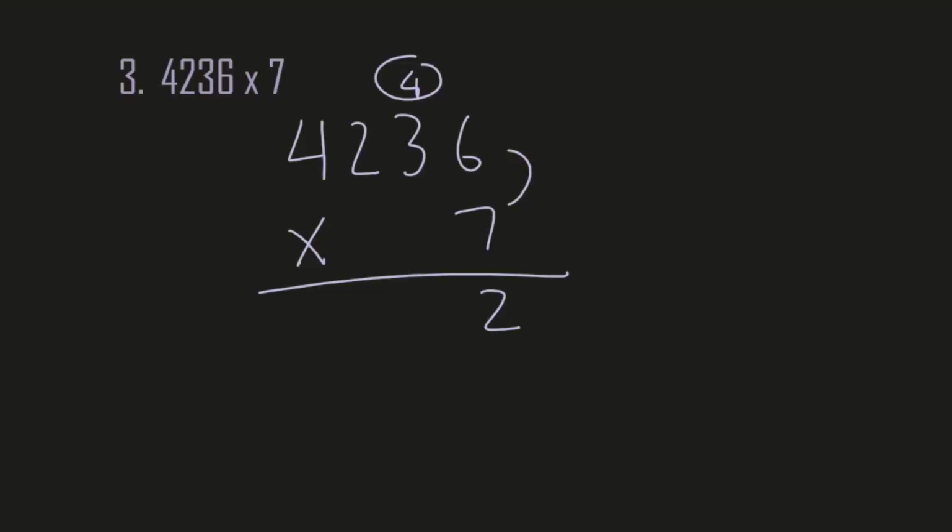And then we do 7 times 3, which is 21. So what we're going to do is 21 plus 4, which is 25. So the 2 comes here, and the 5 is here. Then we do 7 times 2, which is 14. And then 14 plus 2, which is 16. So the 1 comes here, and the 6 goes there. And then 7 times 4, which is 28. And then 28 plus 1 is 29.